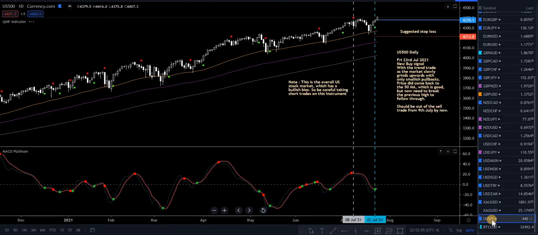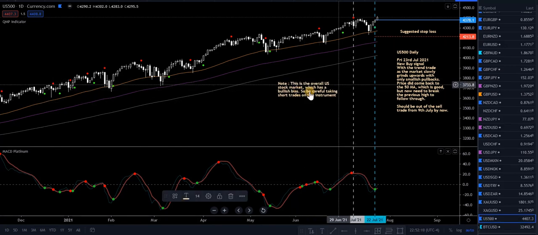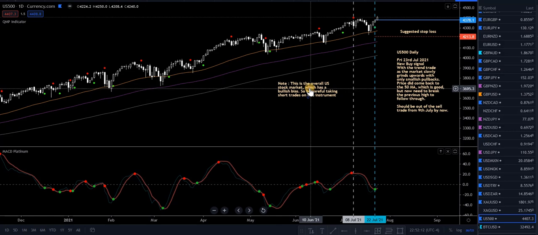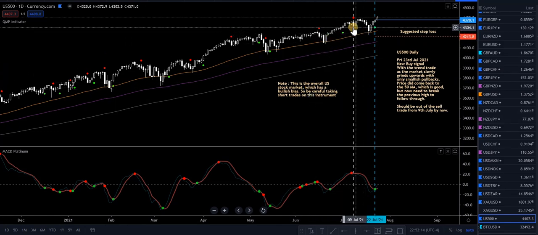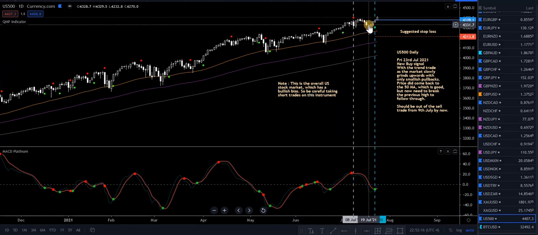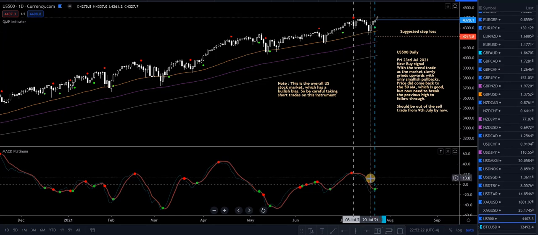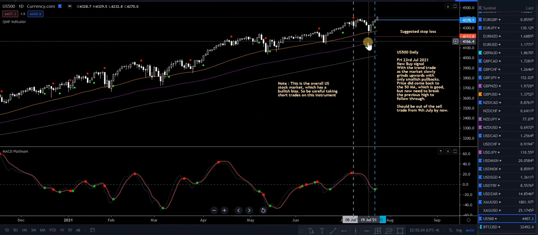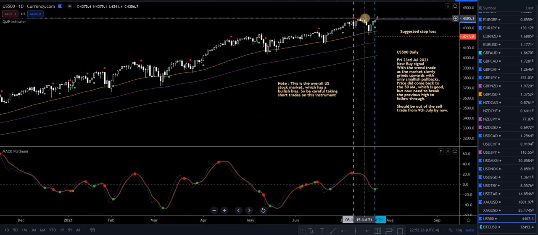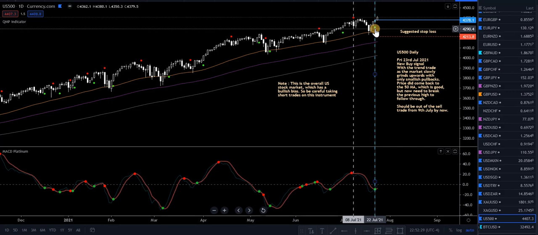US 500, this is the overall US stock market. You can read my notes there about being careful. It's generally got a bullish bias. So the last trade here was a sell. It was a high risk trade. As soon as you get that bearish candle, again into the MA, the 50 MA, MACD platinum through the 0 level, you would have closed out half, brought your stop right in. In the meantime, we get this buy signal.